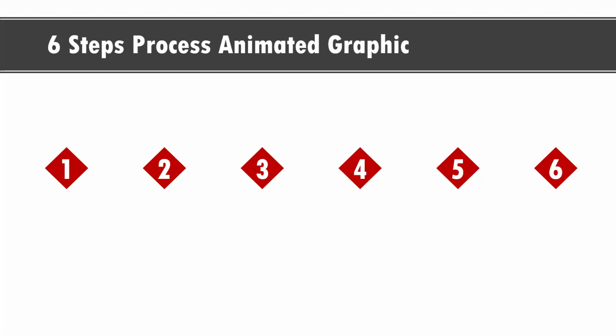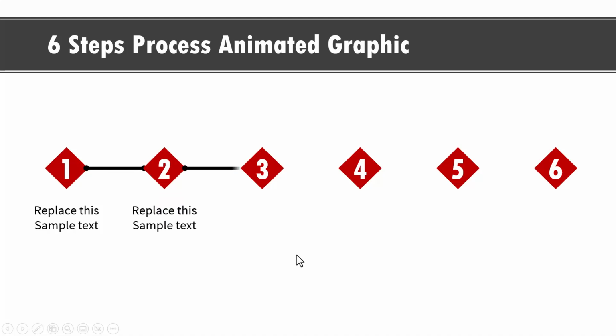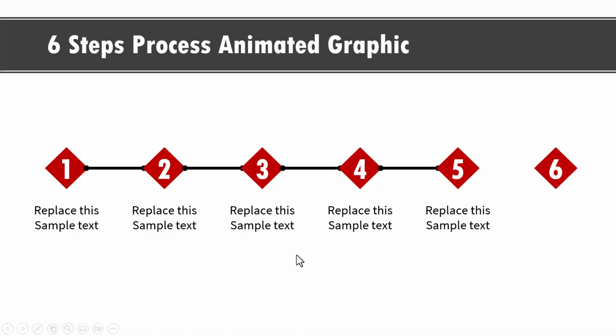Hi, let us learn how to create a simple process animated graphic with 6 steps. This is mainly to demonstrate to you how to use animation to draw the viewer's attention to different elements on a slide. On a click, this is the first one, and we draw the viewer's attention to the second step, then to the third step, to the fourth step, to the fifth step, and to the final step. It's a very simple animation, even beginners can do it. Let me show you how to do it from scratch.